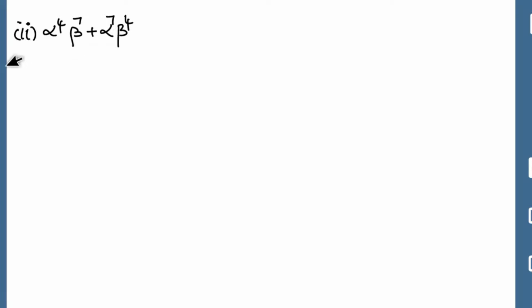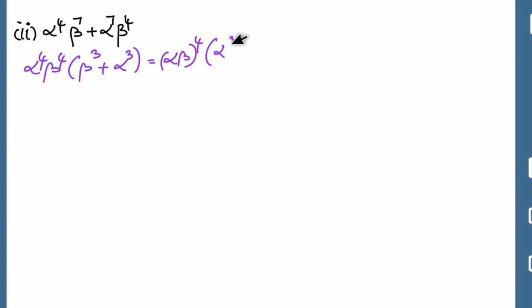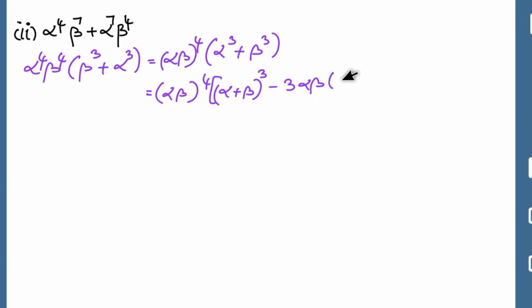Look at this question. Alpha power 4 beta power 7 plus alpha power 7 beta power 4. Take alpha power 4 beta power 4 common, then it becomes beta cube plus alpha cube, which equals (alpha beta) whole power 4 into (alpha cube plus beta cube). Alpha beta whole power 4. So this is the a cube plus b cube form. The a cube plus b cube formula is (a plus b) whole cube minus 3ab into (a plus b).